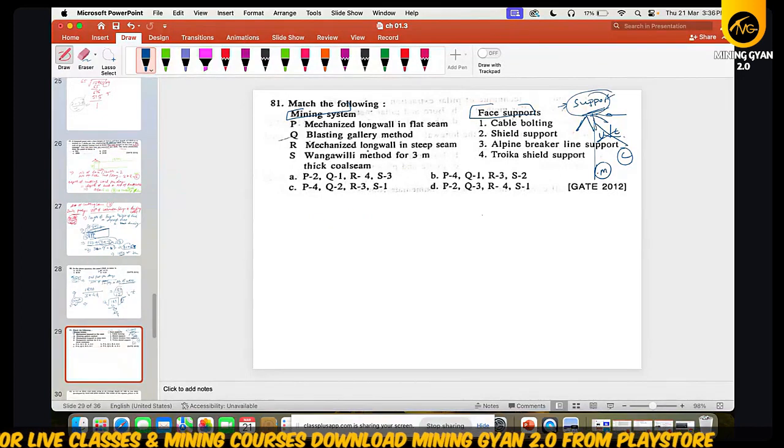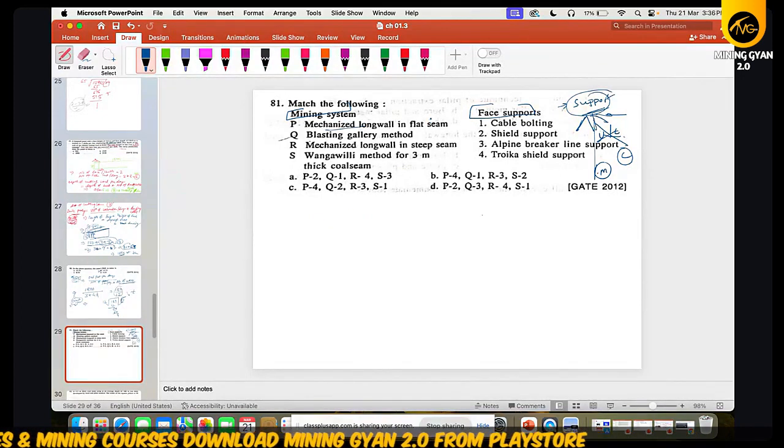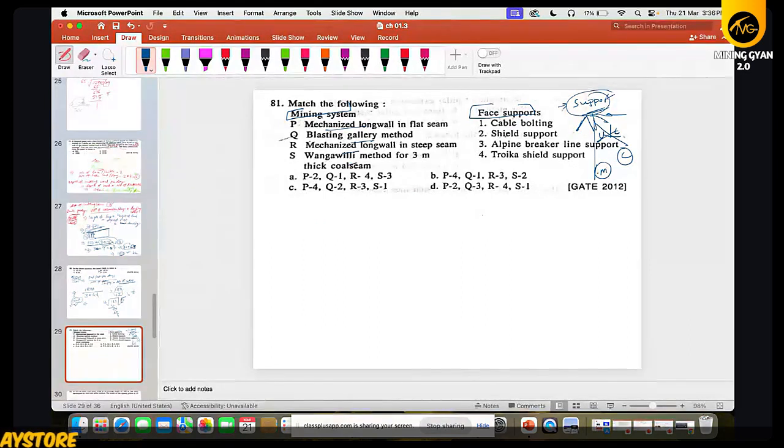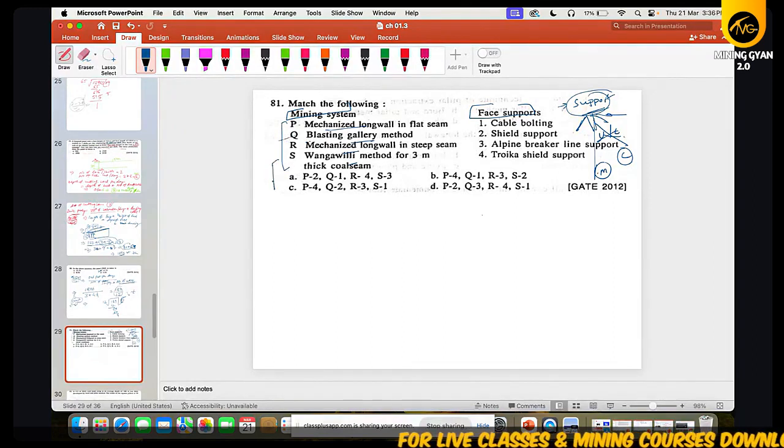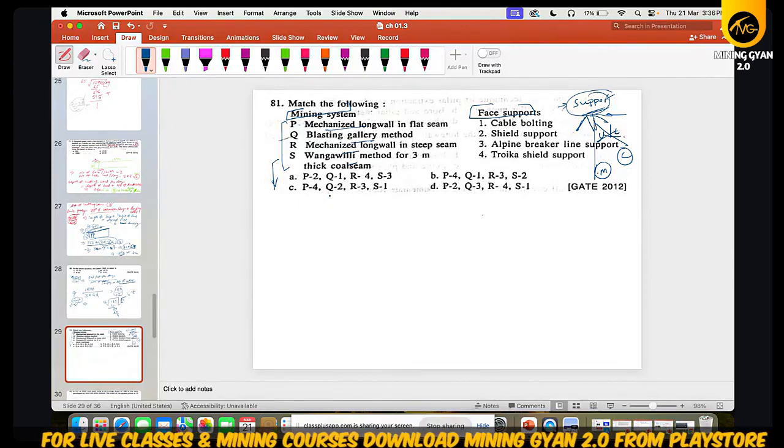Come to this question. Mechanized longwall in the flat seam, blasting gallery method, mechanized longwall in the steep, and Vanga Valley. I think some of the options you don't know, some of the options you will know. So try to start from the options you know. It will cut down the options and make it shorter.